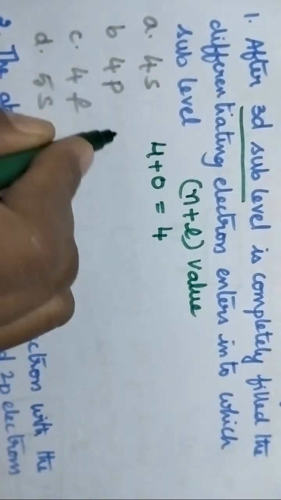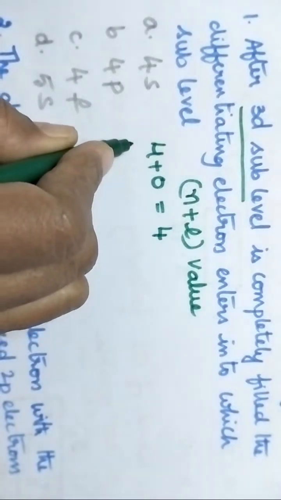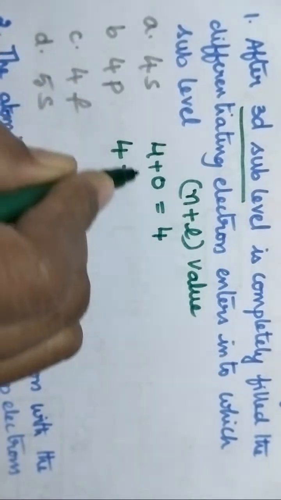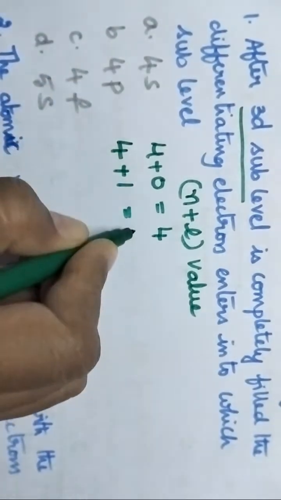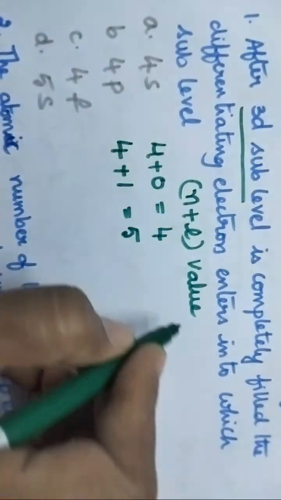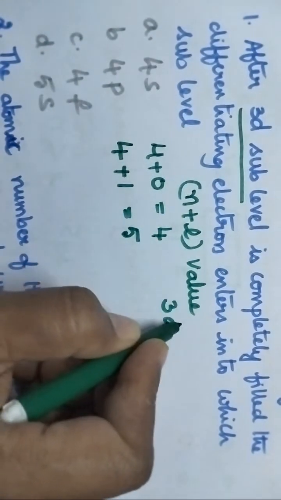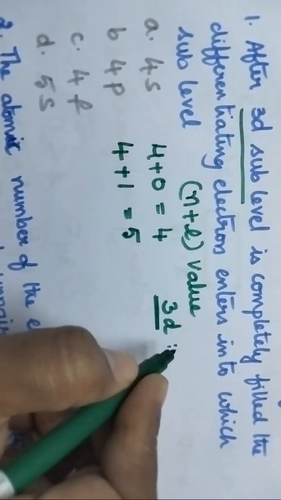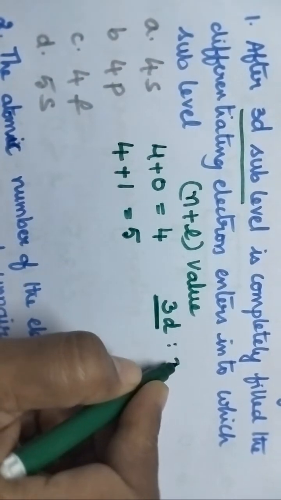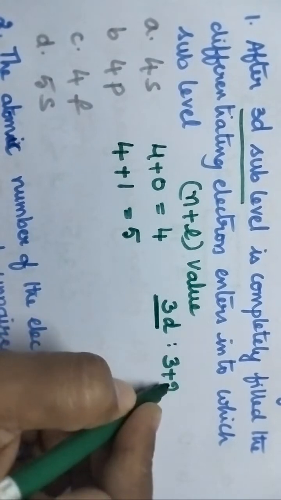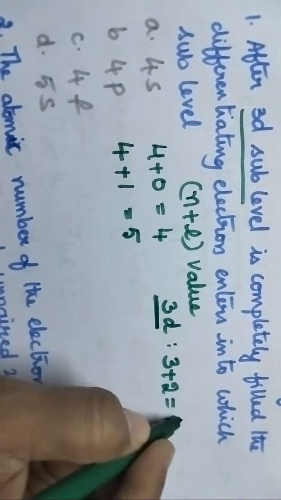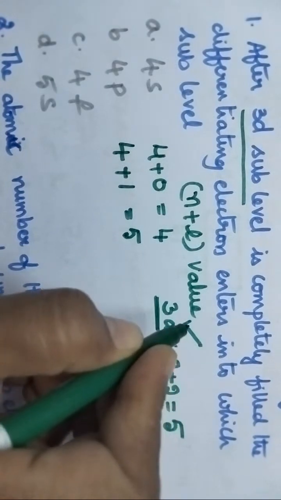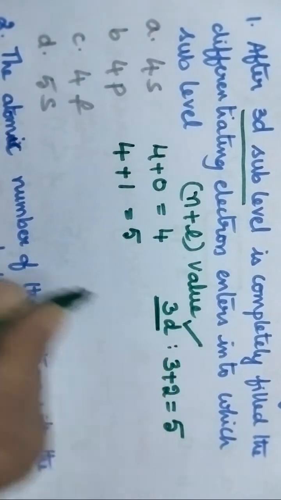For 4p orbital, here n is 4. For p orbital, L value is 1 and the sum is equal to 5. Here you have to calculate the n plus L value for the 3d orbital also. For 3d orbital, n value is 3, L value is 2. So its n plus L value is 5. So after 3d orbital, which subshell should be filled first? You have to guess.